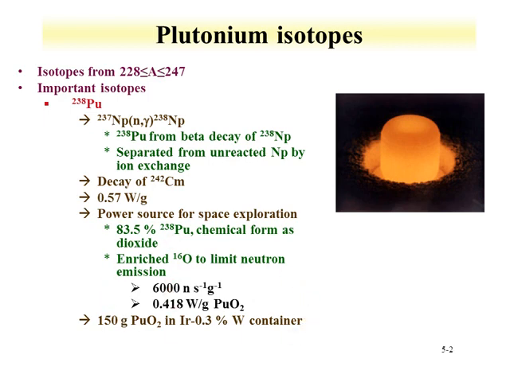If you make the plutonium dioxide, you'll have a power source of about 0.4 watts per gram. You can make 150 grams of plutonium dioxide in an iridium container, and that will produce this heat, and the heat can be converted to electricity. And this is what's used on a number of spacecraft for missions to planets beyond Mars. It's also used on the Mars rover Curiosity for a power source.